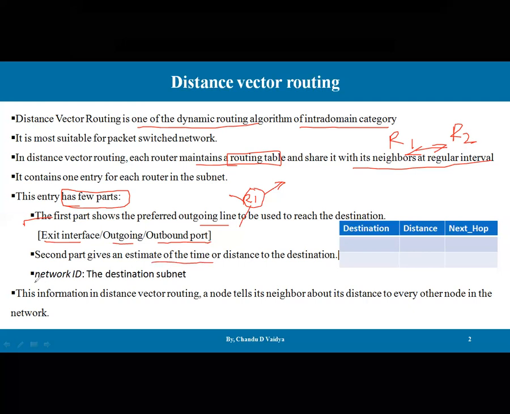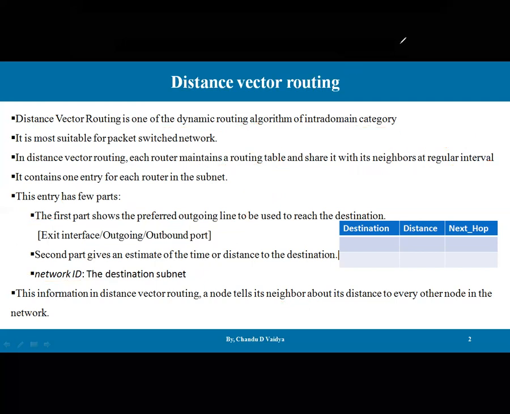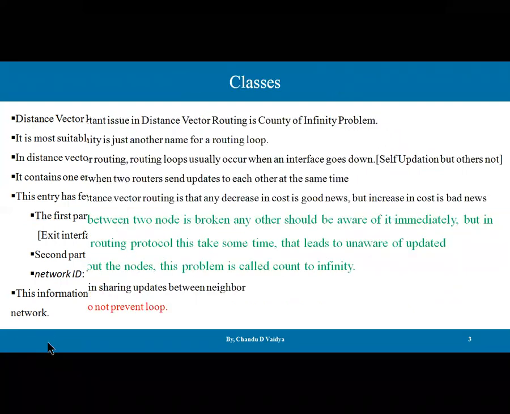The third part we need to maintain in the routing table is the network ID and the destination subnet where that particular host resides, the address of that particular destination network. So these are the three major pieces of information that need to be maintained. In the distance vector routing protocol, a node tells its neighbors about its distance to every other node in the network. This is the regular practice: every router shares its own information with the other routers.